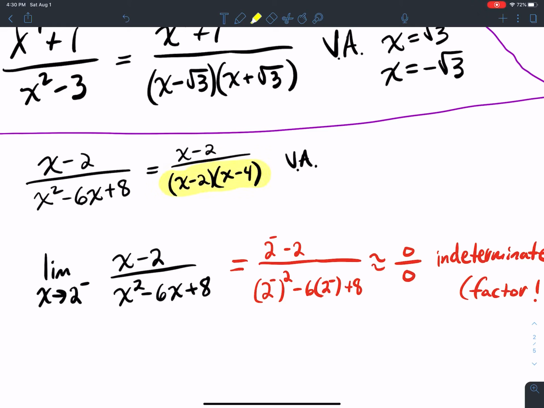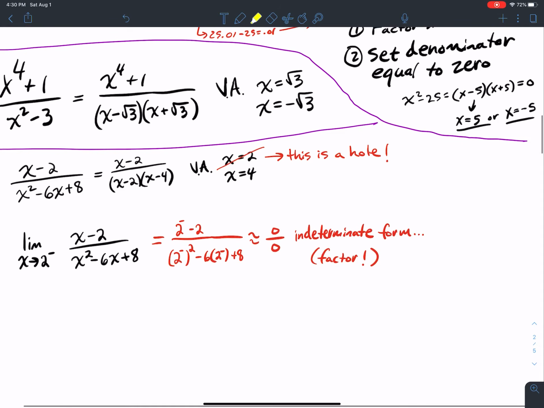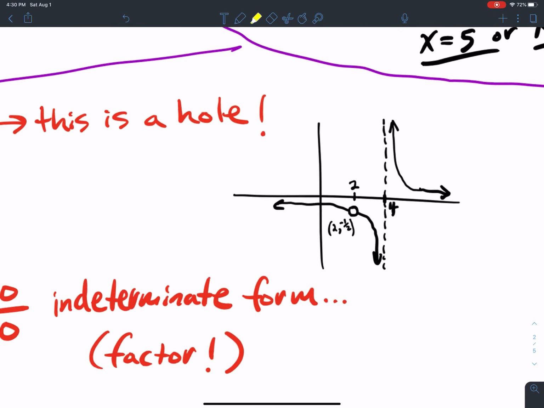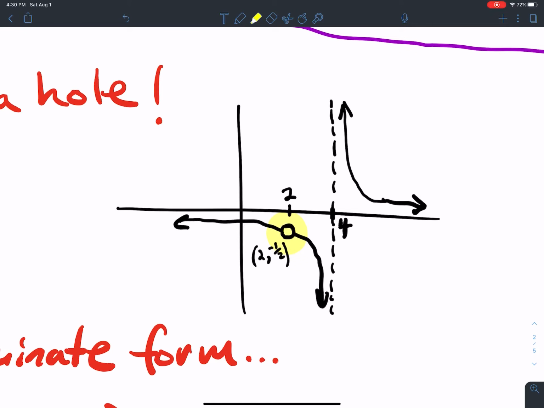I don't just say my vertical asymptotes are, well, if I set this equal to 0, I get x equal to 2, and I set that equal to 0, I get x equal to 4, right? I can't just do that, because these two factors actually cancel each other, and it produces what's known as a hole. You can see on this graph at x equal to 2 there's a hole punched out, and at x equal to 4 there's a vertical asymptote.